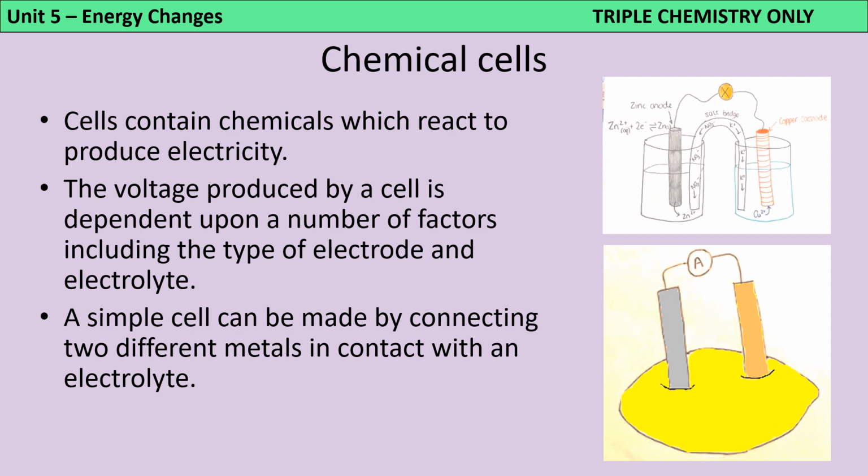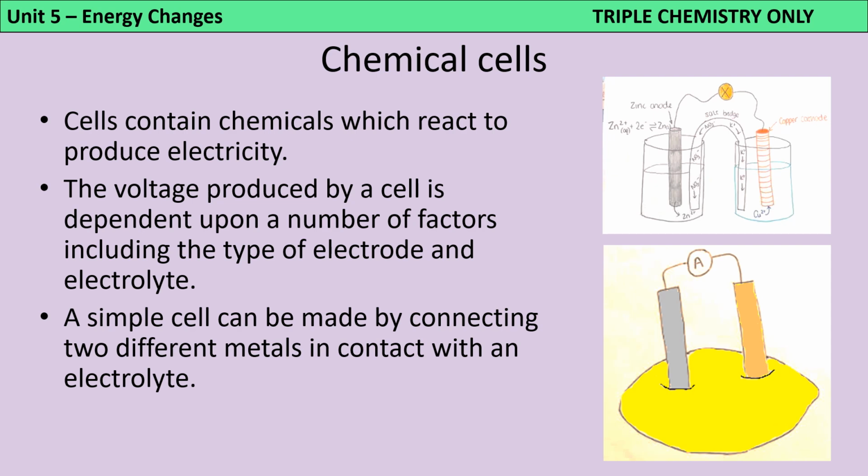So if you're doing triple science, you should know that cells contain chemicals that react with each other to produce electricity. And the particular voltage that's produced by a cell is dependent on a number of factors, including the type of electrode and also the electrolyte. So we could do a number of different experiments where maybe we change the metal of the electrodes and see how that affects the voltage, or we change the concentration of the electrolyte and see how that affects the voltage.